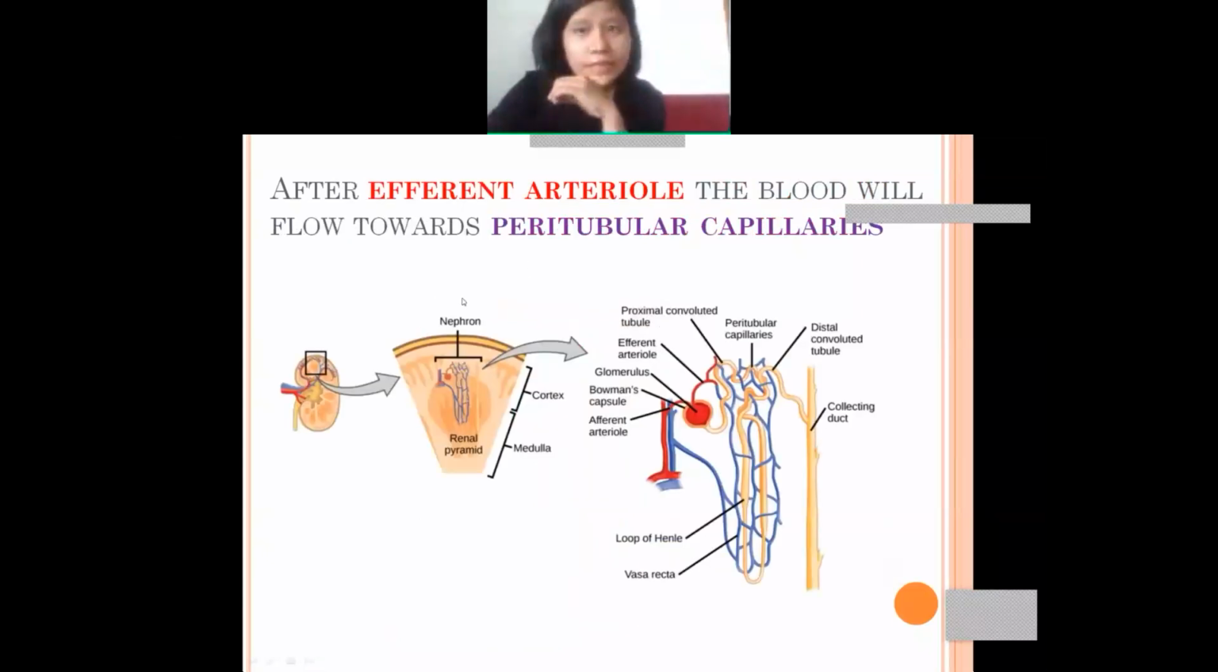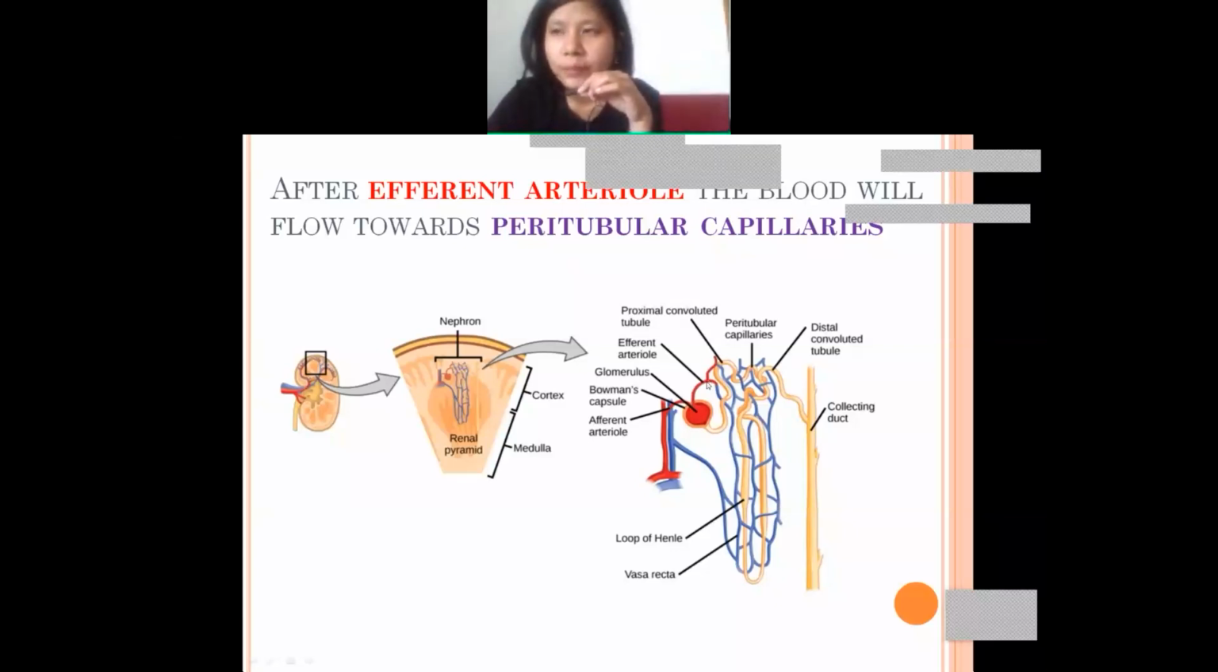Okay. Then after the efferent arteriole, the blood will go and flow towards the peritubular capillaries. So the peritubular capillaries are all this. Inside the nephron, first is the afferent arteriole, it will go towards the glomerulus, right? After that it will go towards the efferent arteriole, and after the efferent arteriole it will pass towards the peritubular capillaries. Understand?